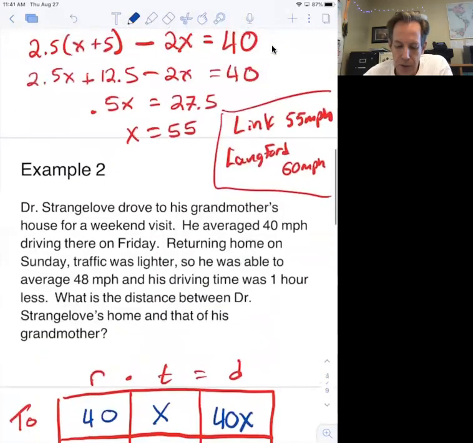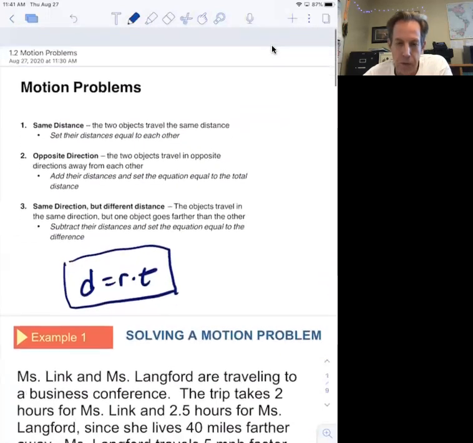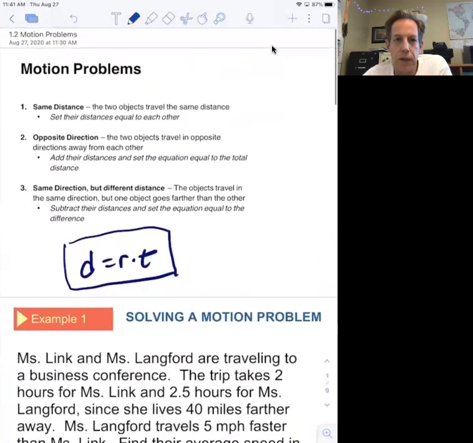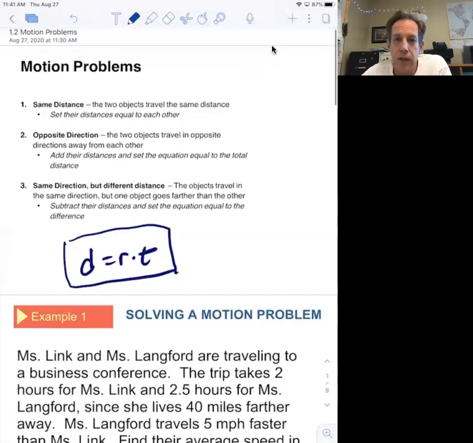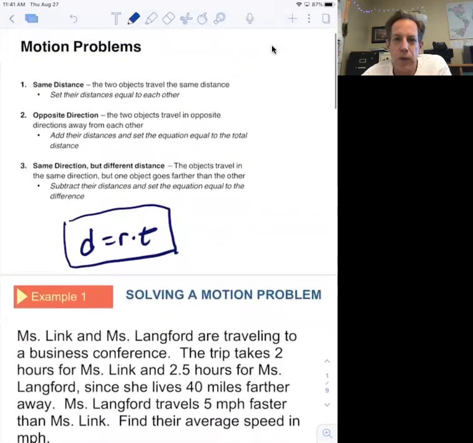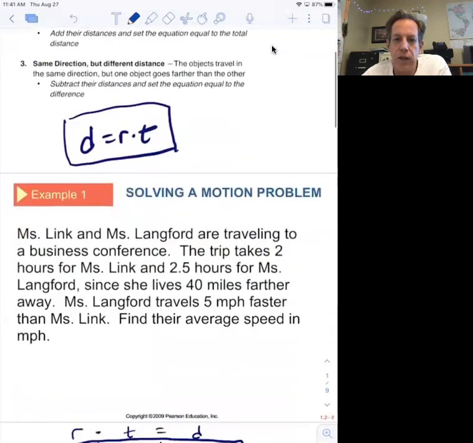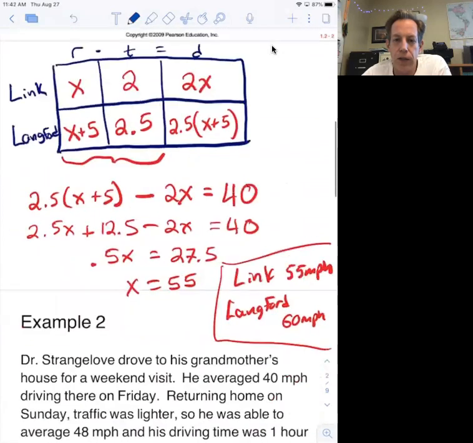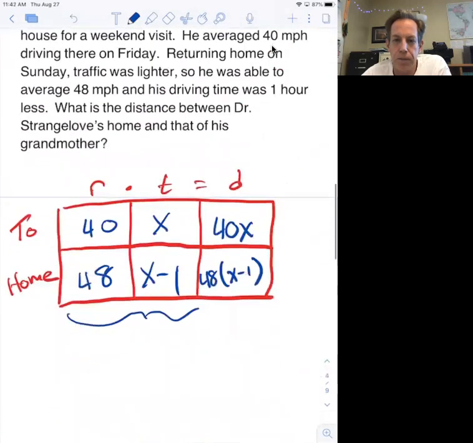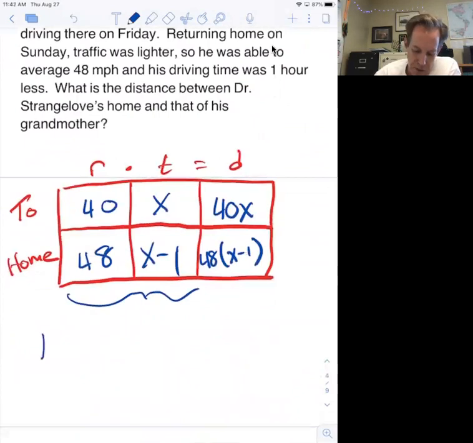All right, now what scenario do we have? Going back to our three different situations, is it same distance, opposite direction, or same direction but different distance? Well, in this case, the distance is the same. He's driving to his grandmother's house and then he's driving back. So the distance is going to be the same. And you always want to look for that first. In that situation, you're going to set the two distances equal to each other. So the distance driving there, 40x, is the same as the distance driving home, which is 48 times x minus 1.